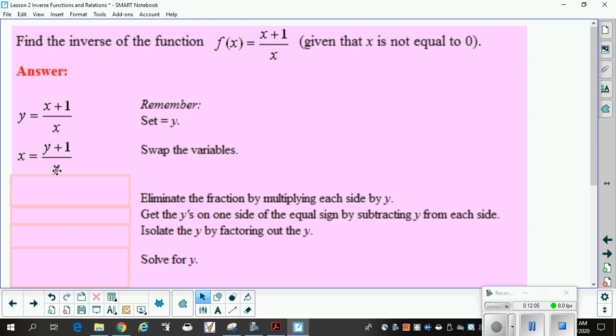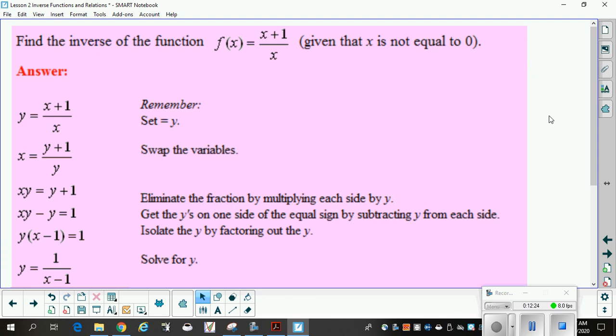Well, first, I don't like the fraction, so I'll multiply both sides by y. Now I'm going to get the y's on the same side. Now, here's one of your favorite things. You're going to factor. The greatest common factor. You can take a y out. Now you have y times this expression, so simply divide both sides by the expression.